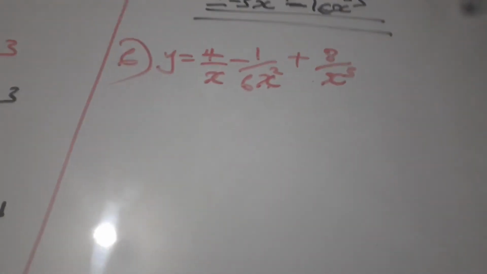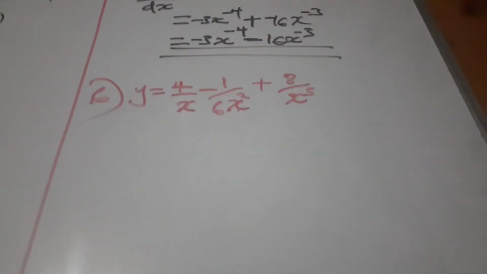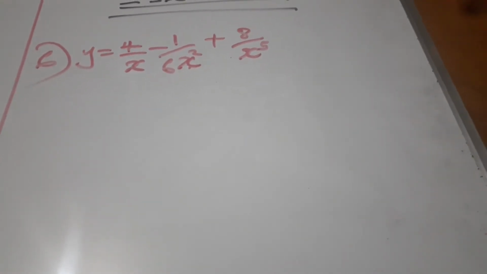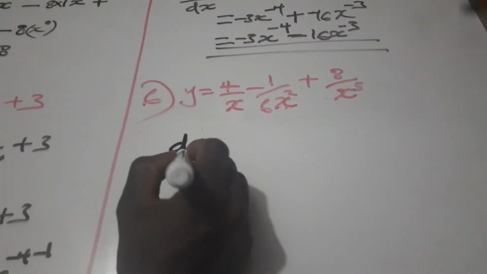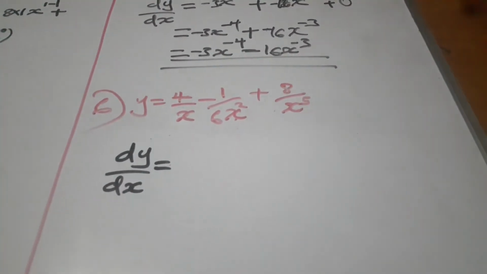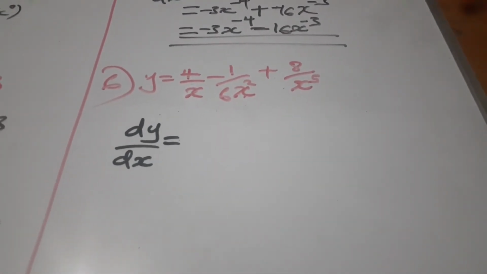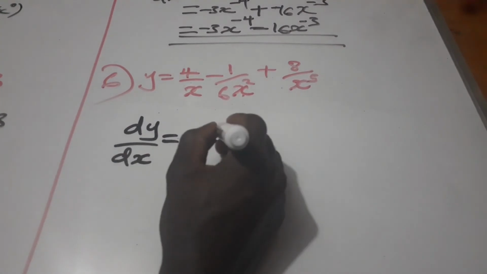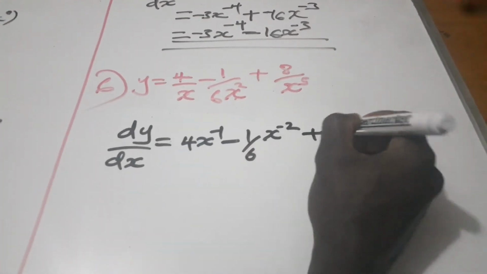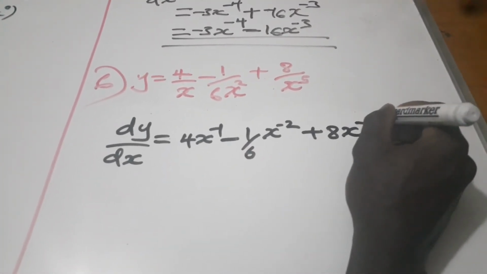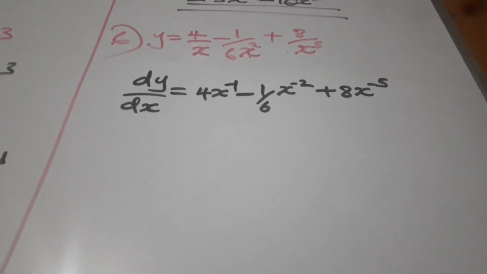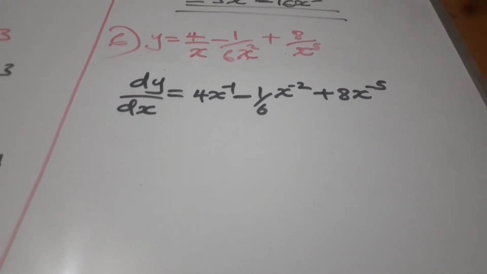Our last example is here. You're going to do differentiation of this. When differentiating, you write delta y over delta x, and then you take the denominator to the numerator. This means that the power of the denominator becomes negative. So this will be 4x to the power negative 1, minus 1 over 6x to the power negative 2, plus 8x to the power negative 5. When you take the denominator to the numerator, the power becomes negative.